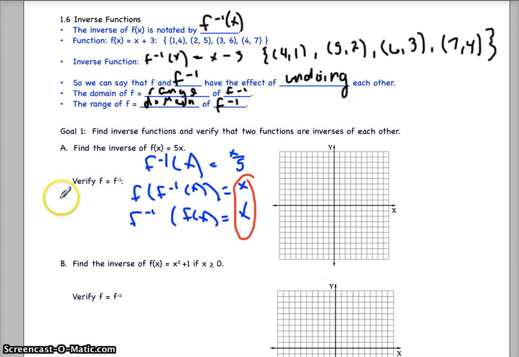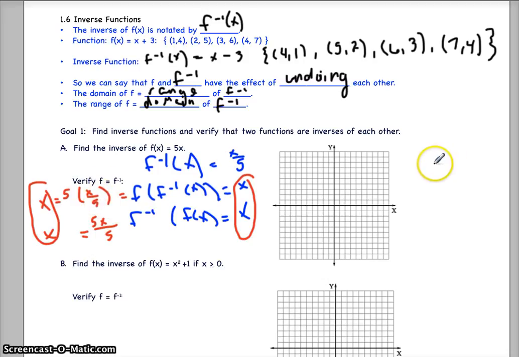So let's try that. Let's find f of f inverse first. So we're going to take x over 5 and put it into the original function in the place of x. So that gives us 5 times x over 5, which does reduce to x. Okay, we're halfway there to verifying. Now we'll plug 5x into x over 5. So 5x divided by 5 does reduce to x. So we have verified that these are inverse functions of each other.